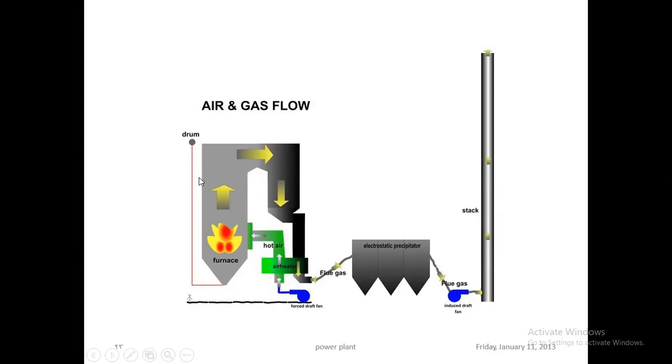So this is the same scenario of air and gas flow: electrostatic precipitator, air preheater, furnace, drum collection of the steam, and the chamber in which the abnormal gases are collected during the burning of fuel, that is coal. This is the main scenario that we have discussed in this session.